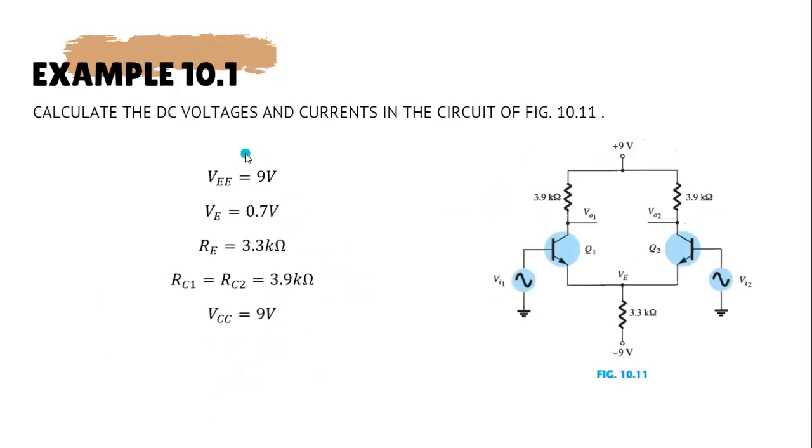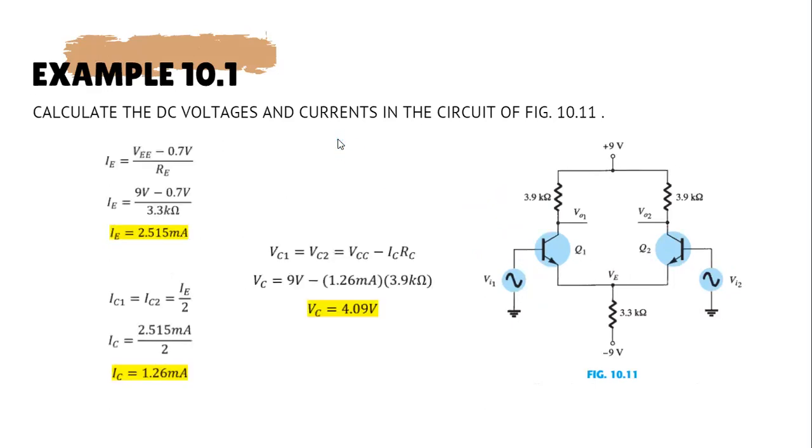For the example of a single-ended DC analysis, we look to example 10.1: calculate the DC voltages and currents in the circuit of figure 10.11. This is actually a double-ended differential amplifier. It has a VA1 and VA2, but they are not specified yet, since the input voltages don't really come into play in a DC analysis problem. So the givens are VEE 9 volts, VE is 0.7 volts, that is fixed, RE is 3.3 kilo ohms, and RC1 and RC2 are both 3.9 kilo ohms, and VCC is 9 volts.